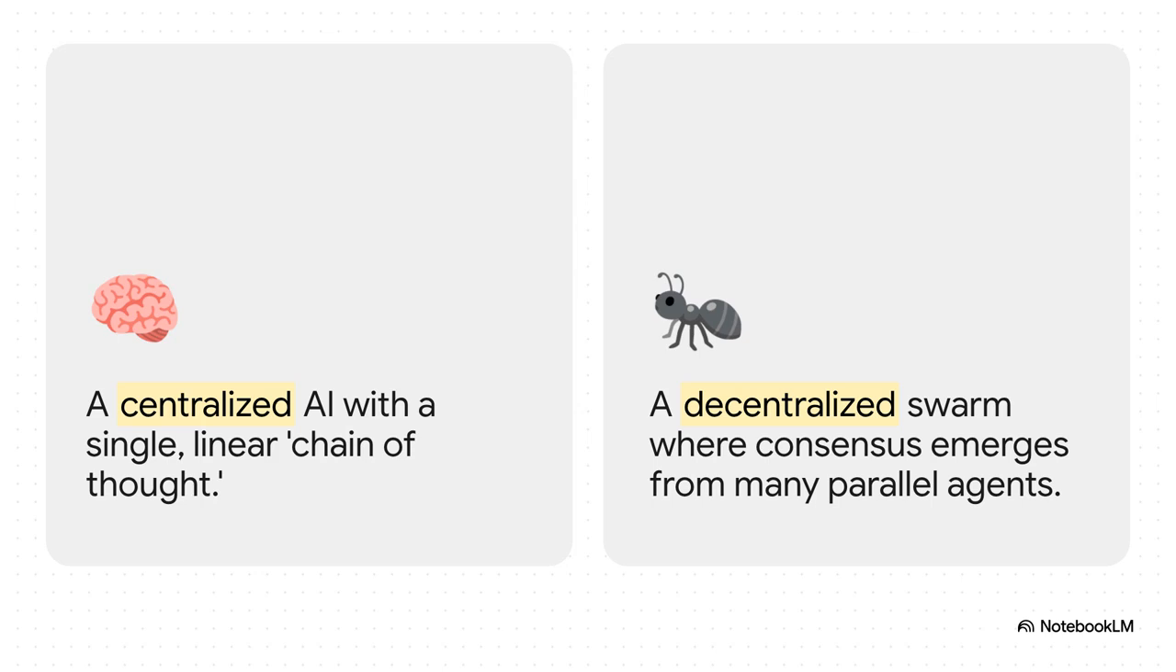So let's break that down. How is this different from, say, the AIs we usually talk about? Well, a traditional monolithic AI is like a single central brain. It thinks in a straight line, a chain of thought. But a swarm AI? Totally different. It's got tons of simple little agents all exploring ideas at the same time, in parallel. And the answer, or the thought, emerges from the bottom up, like a consensus. And this model, this swarm of reasoning agents, is actually being explored at the cutting edge of real AI research right now.